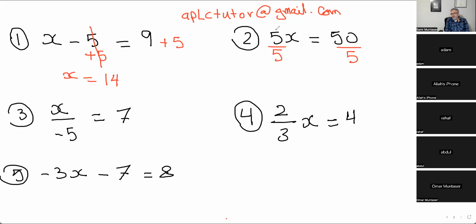And pay attention, anybody that's not following the algebra and just doing them in their head. So here, x equals 50 divided by 5, which gives you 10.